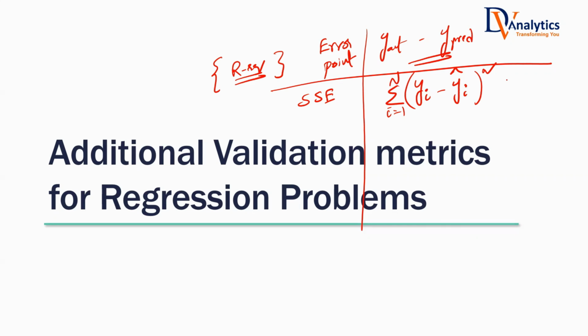Tell me, for a good model, if you're comparing sum of squares of error, should that be a higher value or a lower value? When you're comparing two models, M1 versus M2, which model would you pick? The model that has the lesser sum of squares of error. So can I use sum of squares of error as one of the model validation metrics for regression cases?